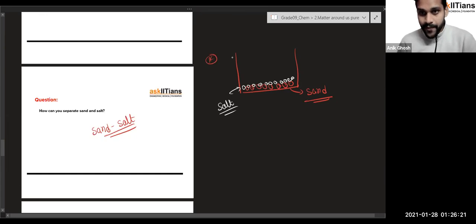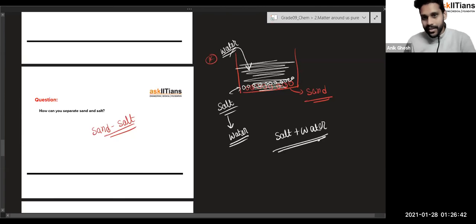So what you would do is you would just add some water to it, isn't it? What would happen? The salt would get dissolved in water, isn't it? And now after adding water to it, you just filter this entire thing. So add salt and water. Okay, sand won't dissolve. Sand would be there as the residue inside the beaker. And now filter it. What would happen?